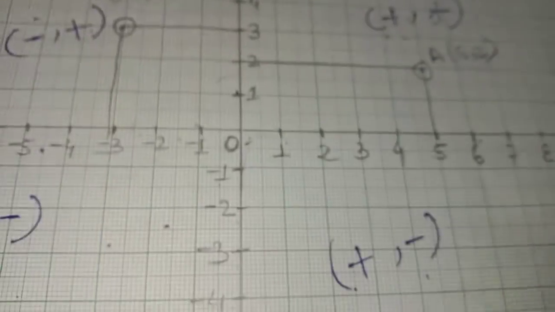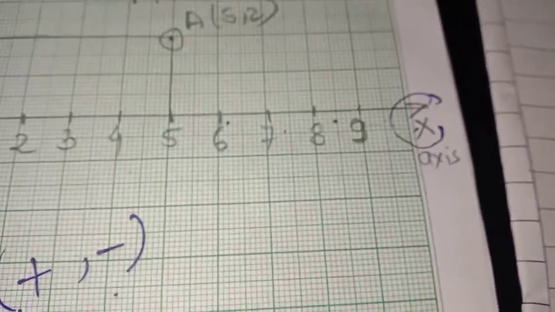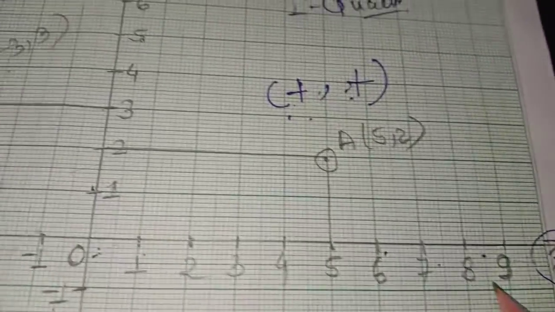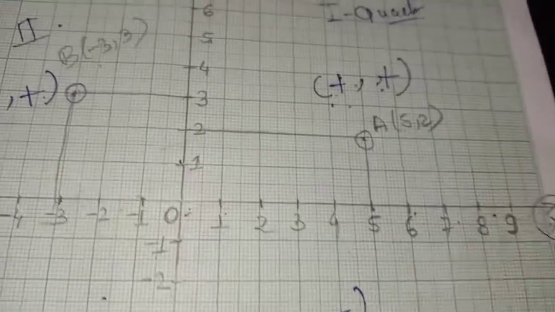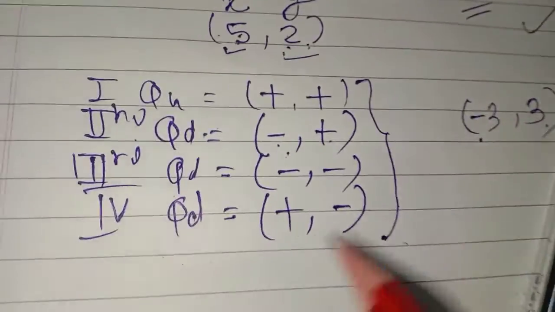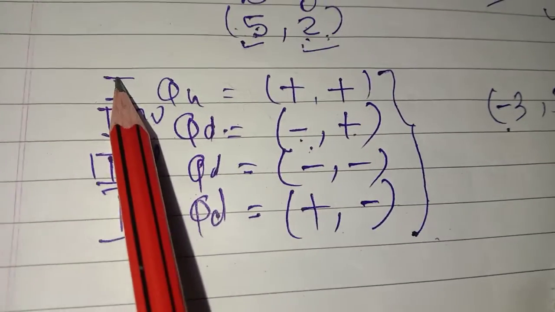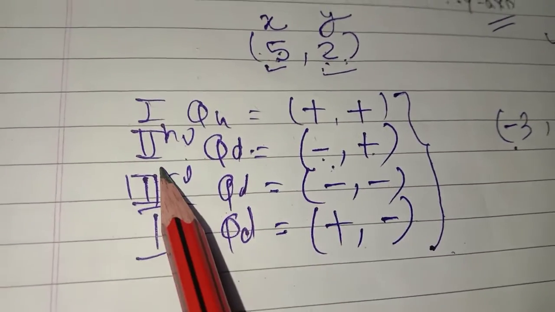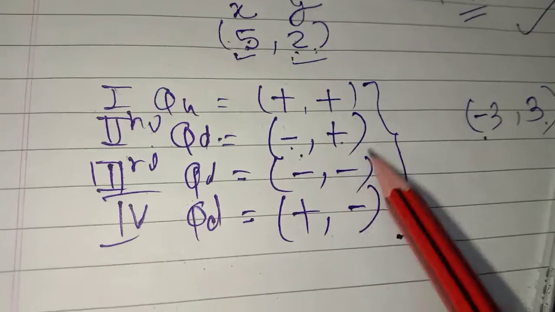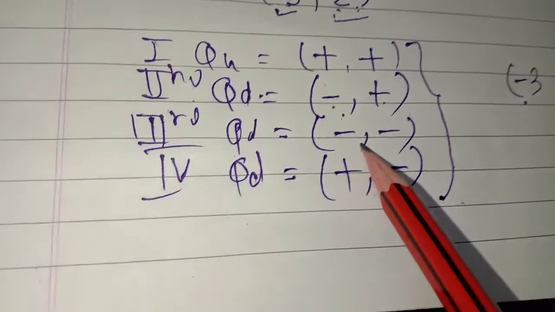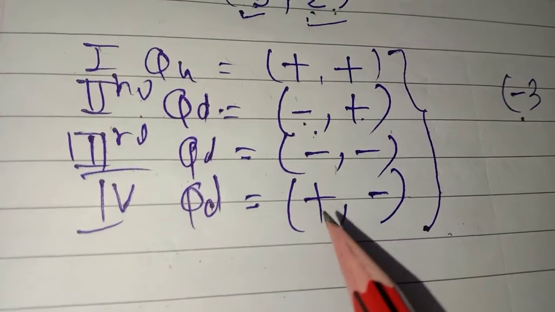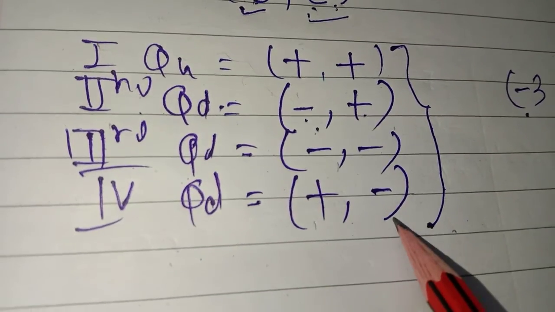In the same way, whatever value is given, either on the abscissa or on the ordinate, this is the method of locating the point. Also remember these things: first quadrant, both are plus; second quadrant, x-axis negative, y-axis positive; third quadrant, both are negative; and the fourth quadrant, x-axis is positive and y-axis is negative.